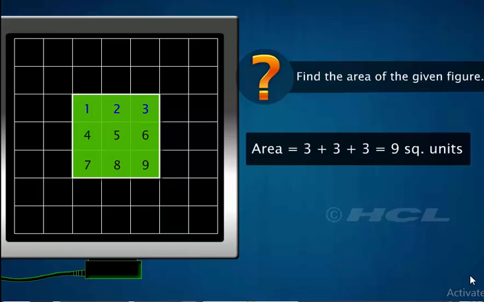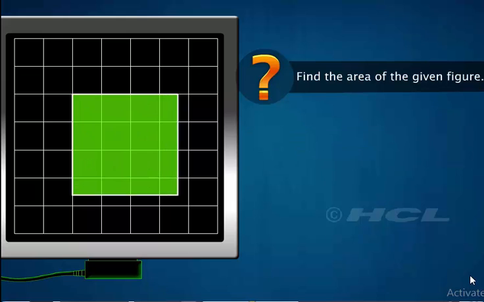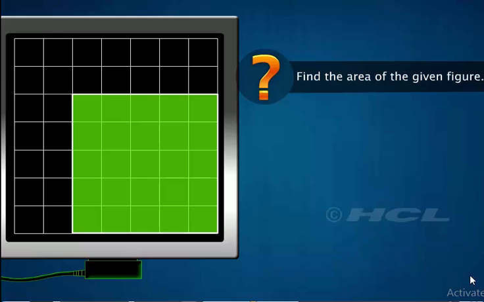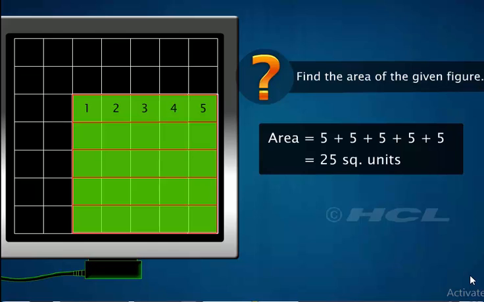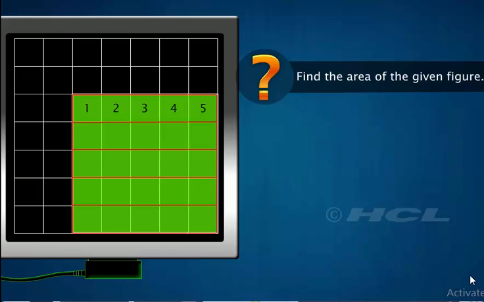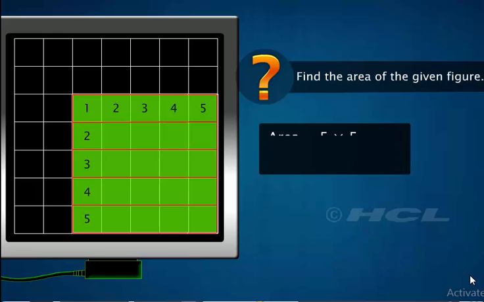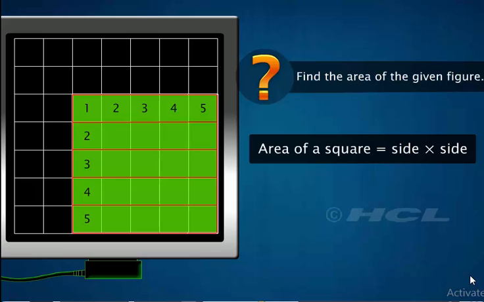Notice that the number of squares in each row and the total number of rows is the same. Now, let's increase each side of the square. Here again, the number of squares in each row and the total number of rows are the same. So another simpler way to find the area of a square is to multiply the length of one side by itself. This means that there are 5 squares in each row and there are 5 rows in all. So, the area would be 5 times 5, which is 25 square units. In general, the area of a square is equal to side times side.